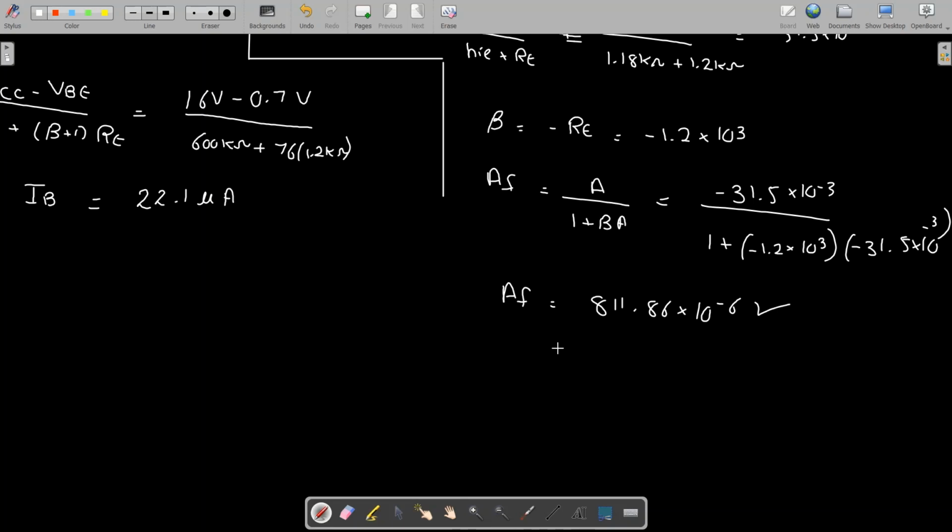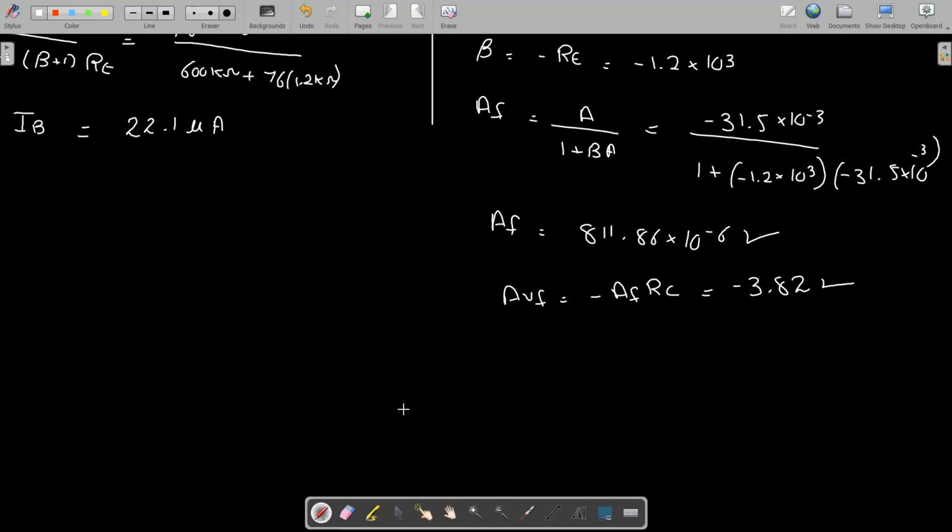Now if you want to find the voltage gain, that will be equal to minus AF multiplied by the RC, and RC is again given to you. So if you simplify this, you are going to get minus 3.82, right? So we have found out the gain with feedback.